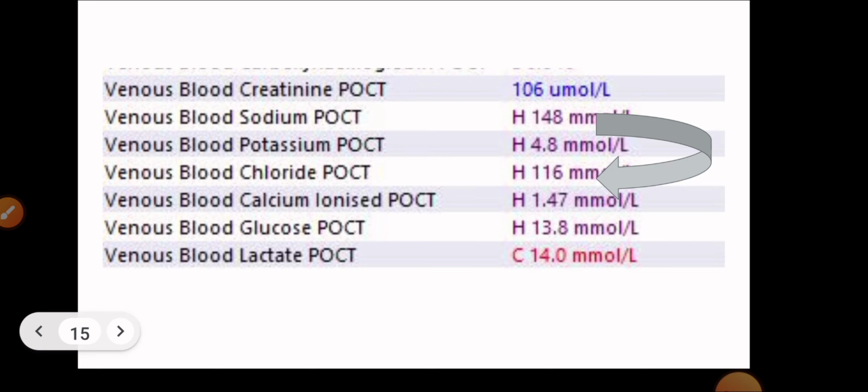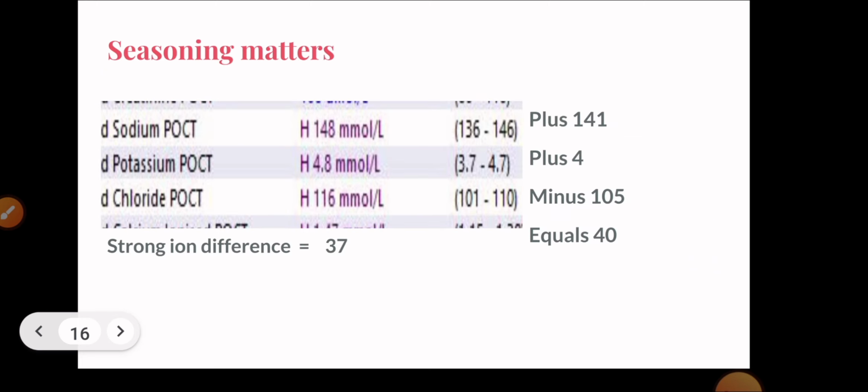The electrolytes I want to touch on briefly. Now these are all out of whack and they're all a bit high. And one way we approach this that I was taught back in the day by one of the ICU bosses was strong ion difference. And I'll go through a little bit of what that looks like here.